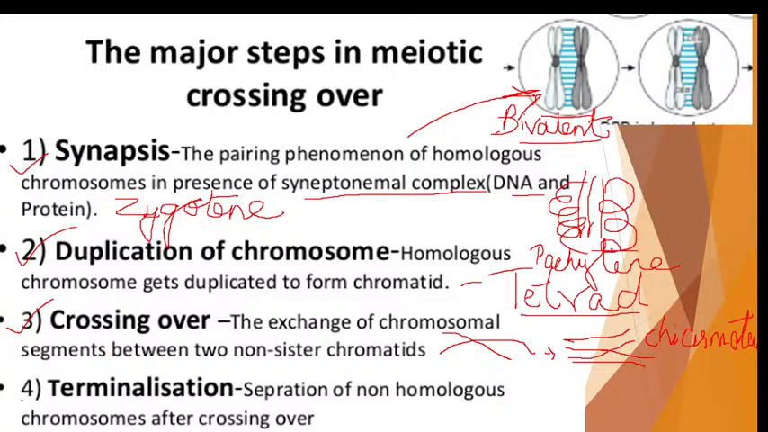Then, the final step is terminalization. That means the crossover should happen and the chromosomes have to be separated. That is known as terminalization. So, synaptonemal complex will disappear. During terminalization, the separation of the non-homologous chromosomes should take place. They have to be separated, and that takes place in terminalization. The synaptonemal complex will disappear at this diplotene stage, and this takes place during the diplotene stage.